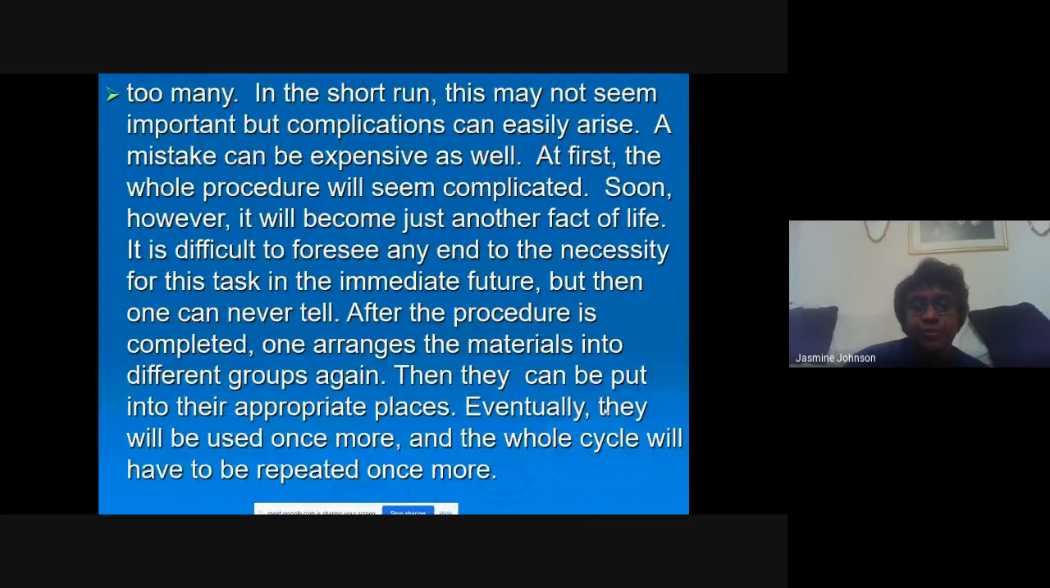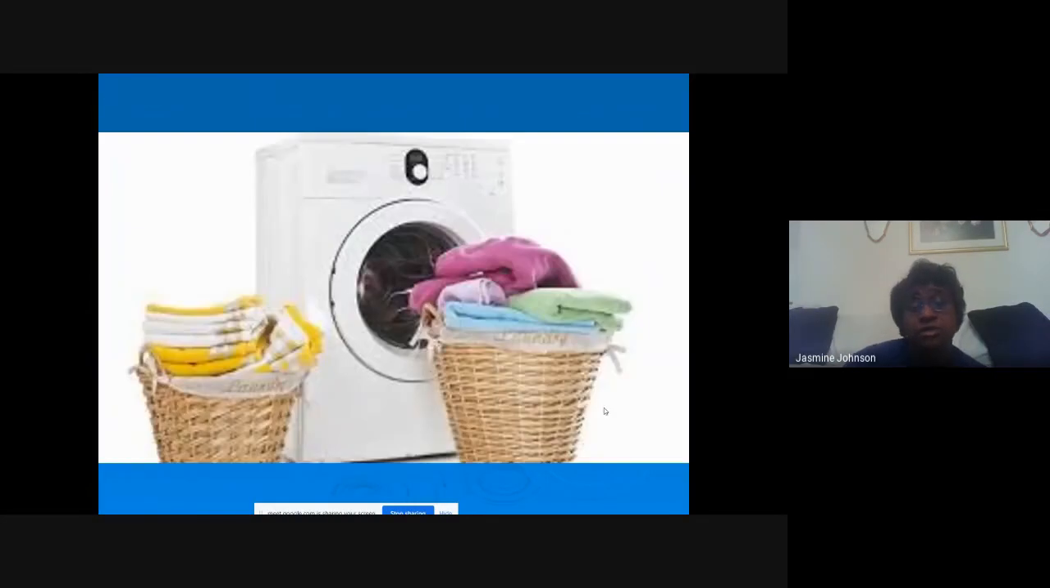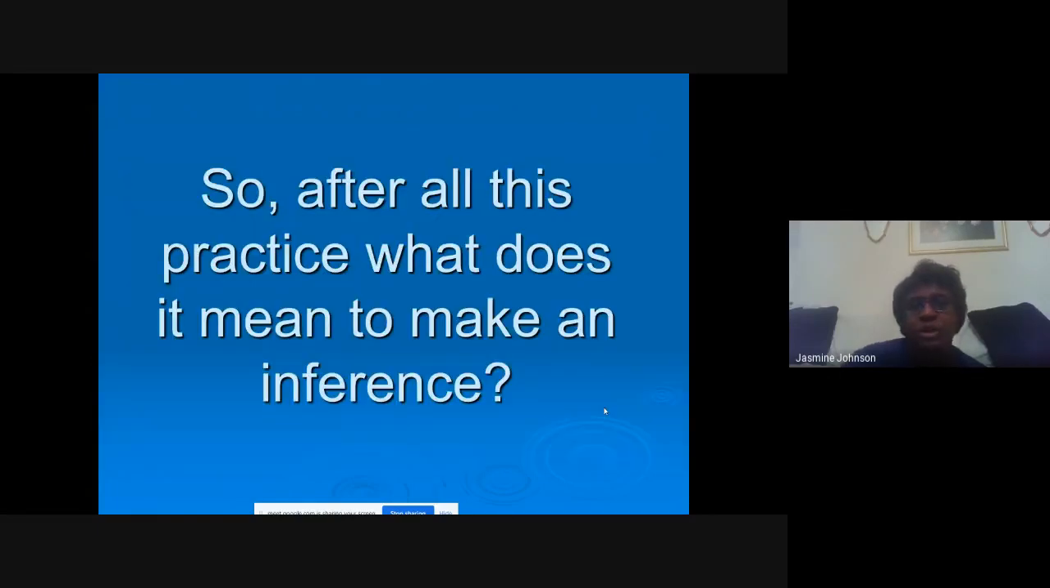Let's see. Laundry keeps going. You know, you wear, wash. So it's ongoing, like it says. So yeah, laundry is the task. Good job if you figured that one out. All right. So after this practice, what does it actually mean to make an inference?